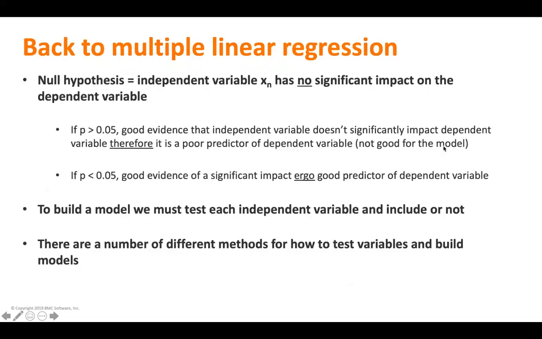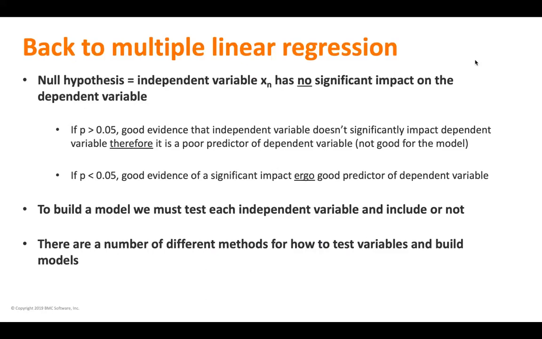All right. Let's get back to our multiple linear regression model. So we have a null hypothesis, and our null hypothesis is that any given independent variable we're looking at has no significant impact on the dependent variable, right? So if our assumption is that this variable isn't going to do anything for us as a predictor because it doesn't have a significant impact, and then we get a probability greater than 5% that that's true, then we have good evidence that that independent variable is not going to impact the dependent variable, and it's going to be a poor predictor, right? So that's why it's not good for the model, and we want to leave it out.